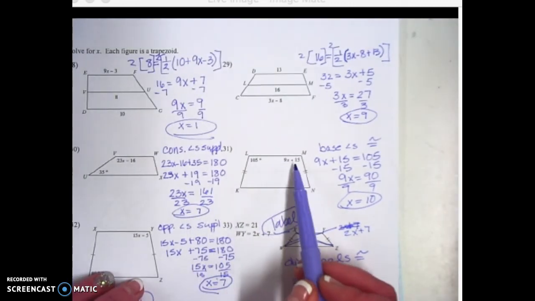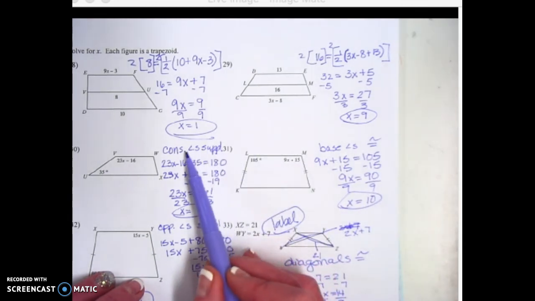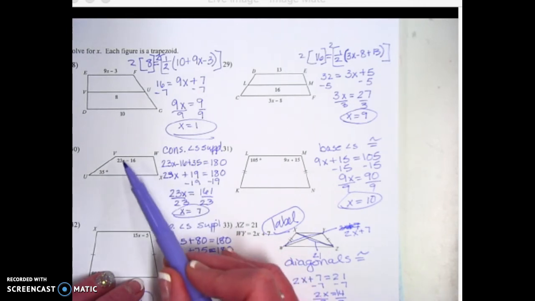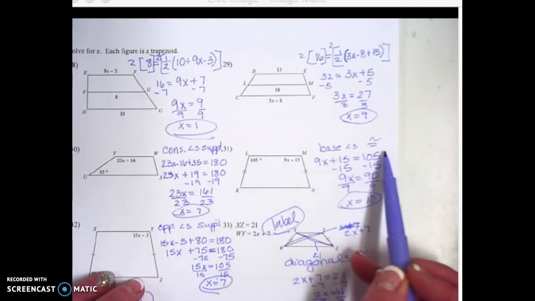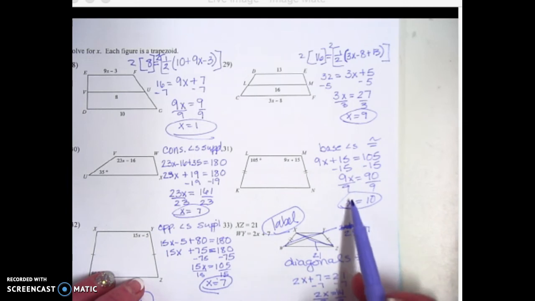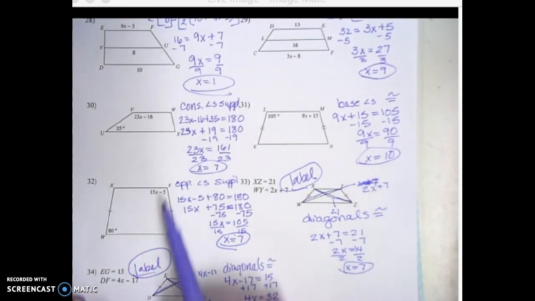On 31, those are base angles, so base angles are congruent. Make sure you know the difference between consecutive angles on the legs versus base angles, okay? These are going to be congruent, so put an equal sign between them, do inverse operations till you get the variable by itself, all right?